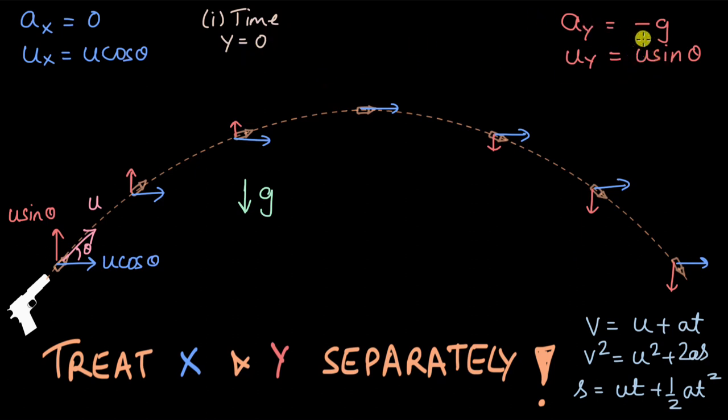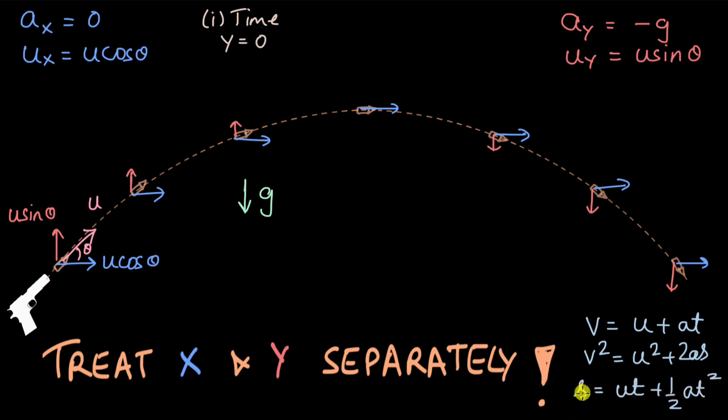We know the initial vertical velocity, u sine theta. And we also know the acceleration, that is minus g. So if you look at this third equation, we know s and we know this part ut and we also know a. Only one variable remains, that is t. So we can use this.